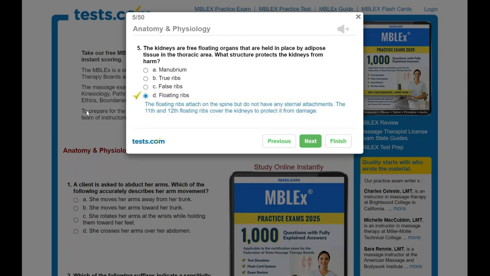D. Floating ribs. The floating ribs attach on the spine but do not have any sternal attachments. The 11th and 12th floating ribs cover the kidneys to protect them from damage.